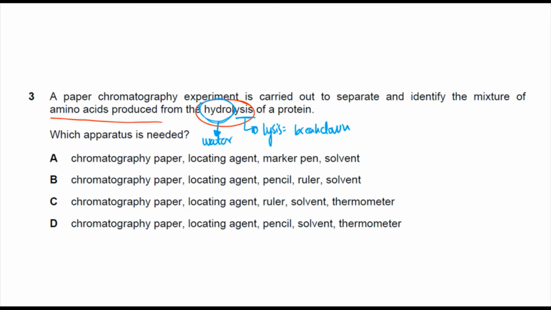Okay. So which apparatus is needed? What difference do you see here? In option C, D, I can see a thermometer. We don't need a thermometer for chromatography because a thermometer, as I said, is used to measure temperature. And why would we want to measure temperature here, right?